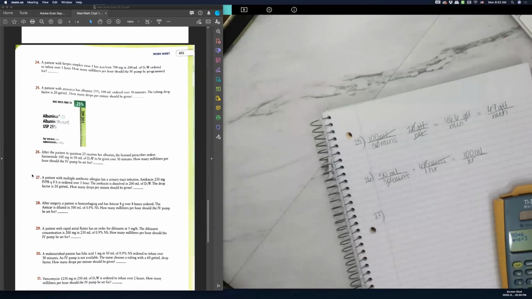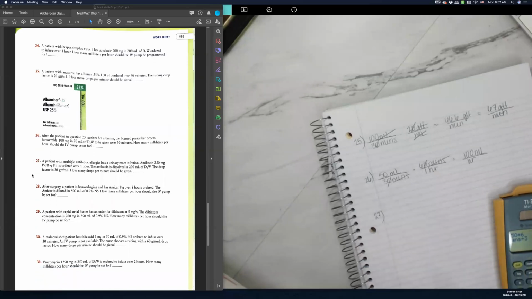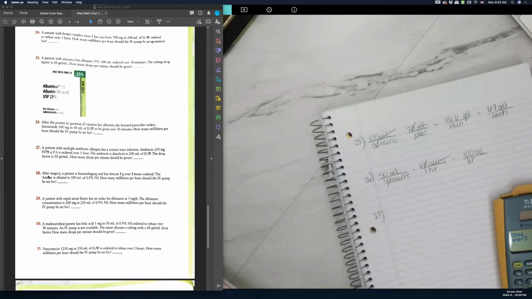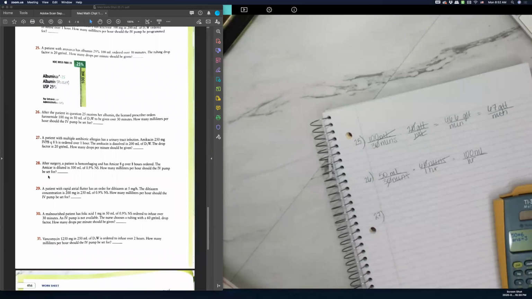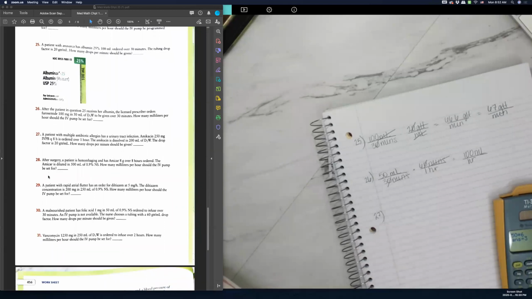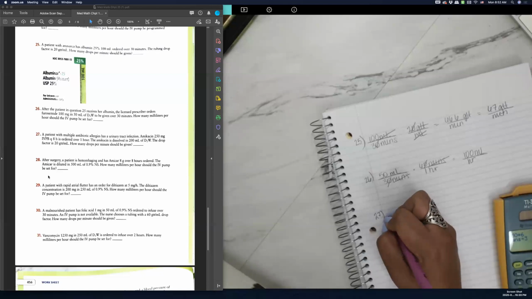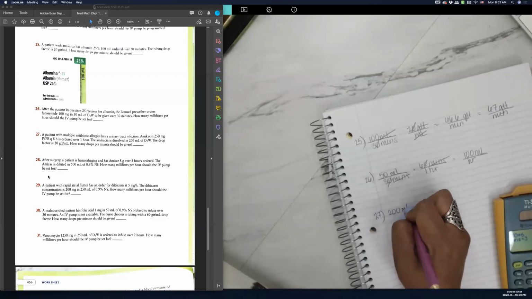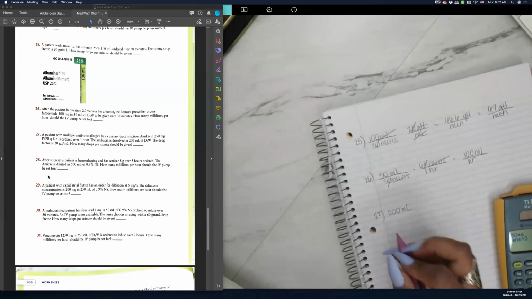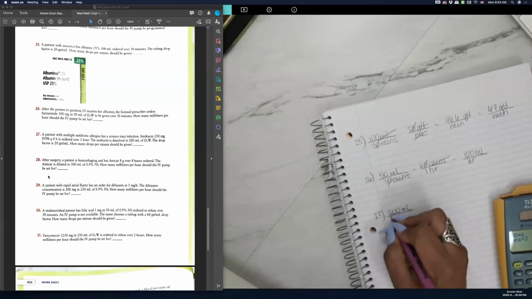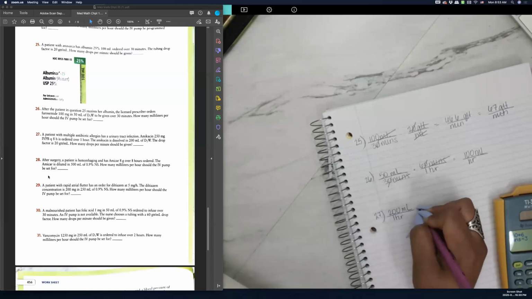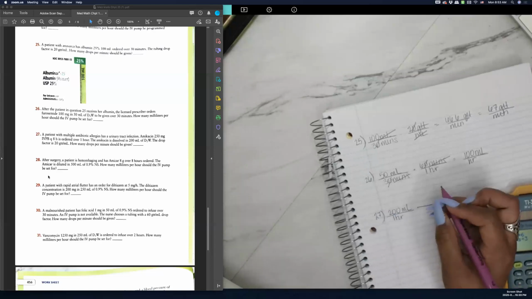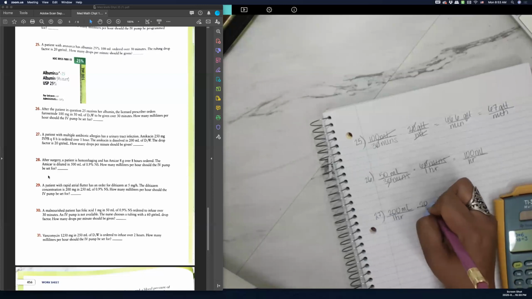A patient with multiple antibiotic allergies has a urinary tract infection. Amikacin 250 milligrams IV q8h is ordered over 1 hour. The amikacin is dissolved in 200 milliliters of D5W. So our volume is 200 milliliters D5W, and the time frame is ordered over 1 hour. Okay, and our drop factor is 20 drops per milliliter.